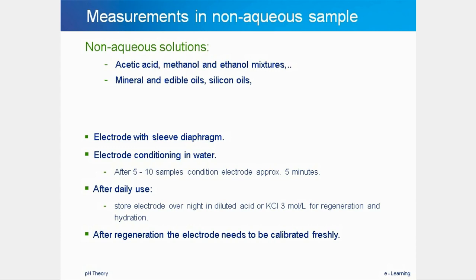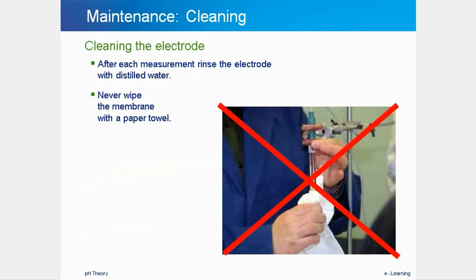Overnight, the electrode needs to be regenerated in ion-rich aqueous solutions like diluted acid, pH buffer 4, or potassium chloride solution to hydrate and regenerate the membrane. As with all electrodes, it will need regular new calibrations, at least every morning before commencing measurements.